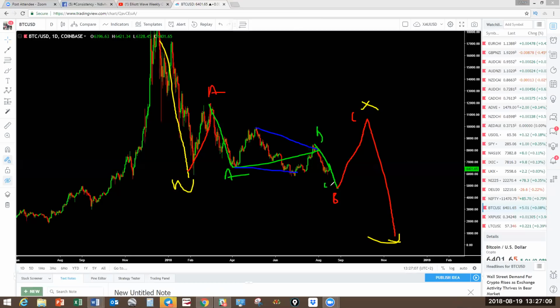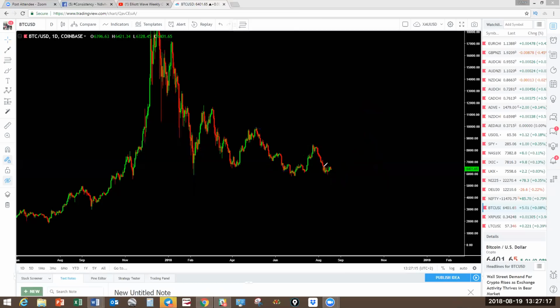So you can keep going and going like that, but essentially what you're looking at here is that you are here and you are looking to complete this one to the B. Right, so that is the structure that you're looking for. You're looking for this one here to go down to the B. All right, so that is Bitcoin.